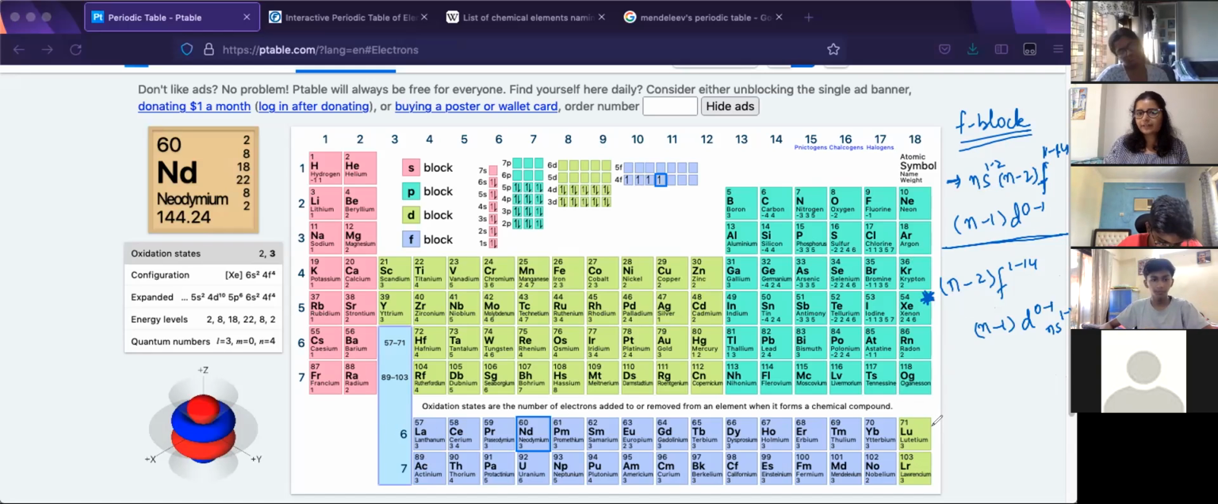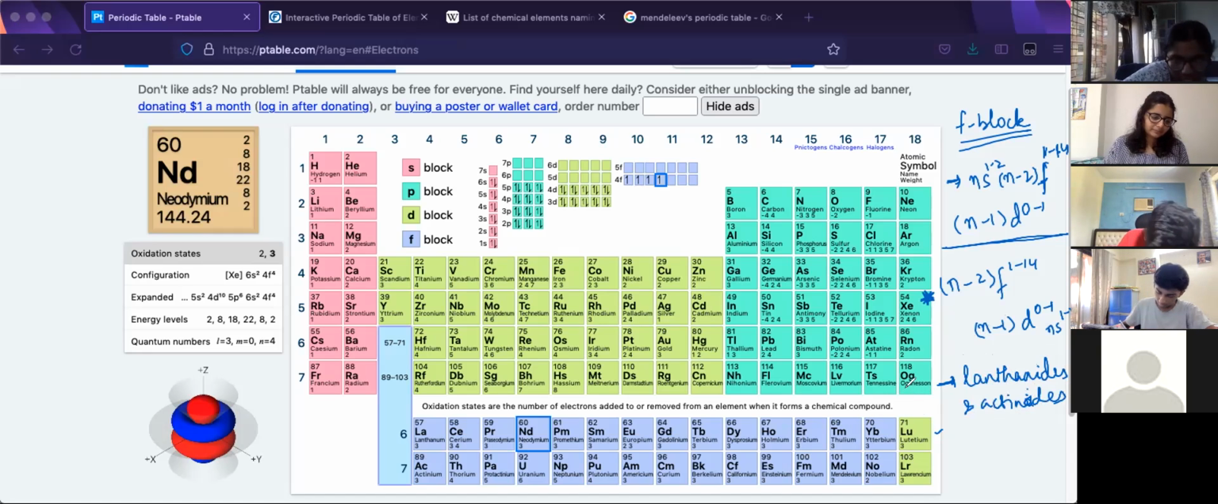In F block you just have 2 rows of elements. What are the names of these two groups of elements? इनका नाम क्या है? F block में. Lanthanides and actinides. Actinoids बोल सकते हैं, actinides, lanthanoids or lanthanides. In this group also you find all of them are metals.